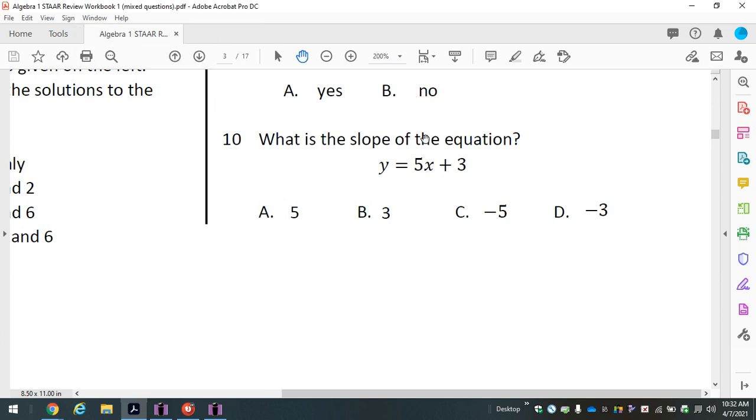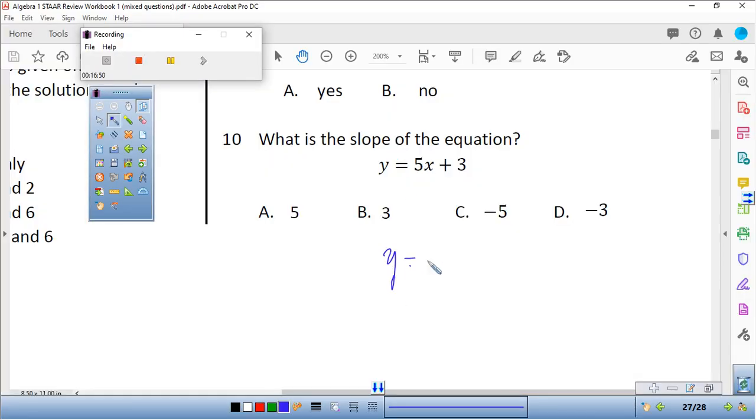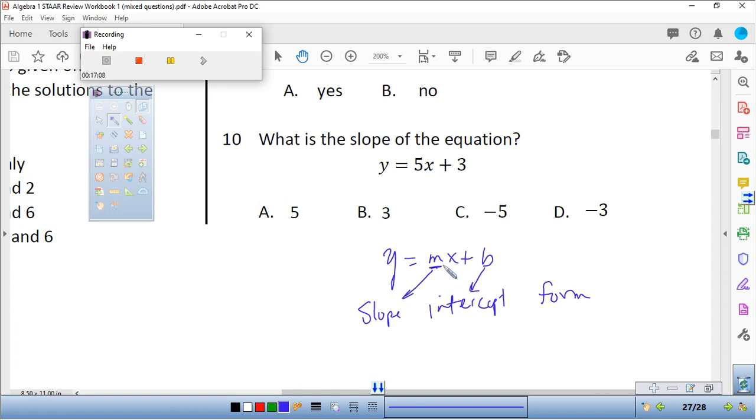What is the slope of this one? Please make sure you know the formula: y is equal to mx plus b. This is your slope. Intercept form. So you see that's my slope. That's my intercept. So the slope is by your x. You see the setup right here? And there's your slope. It does come on your STAAR test.